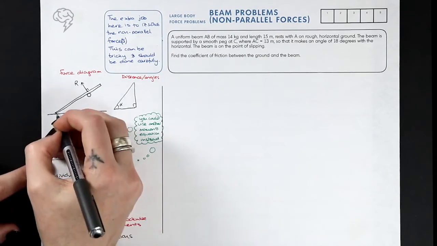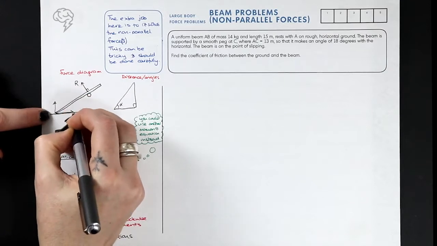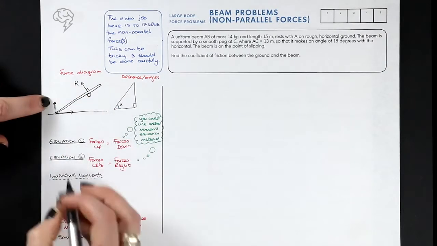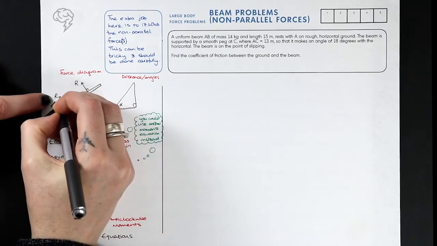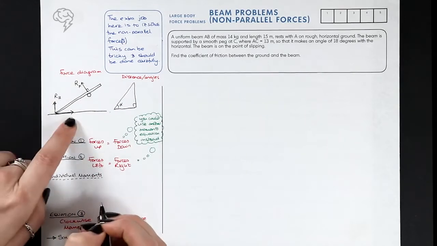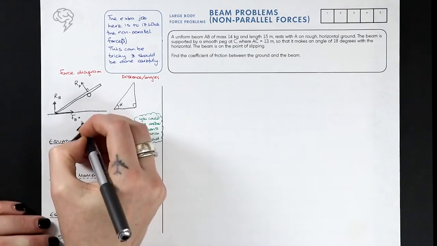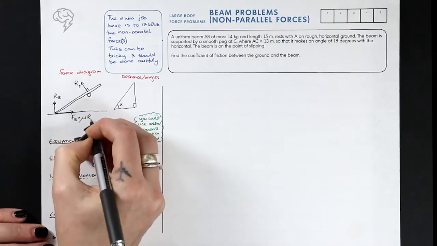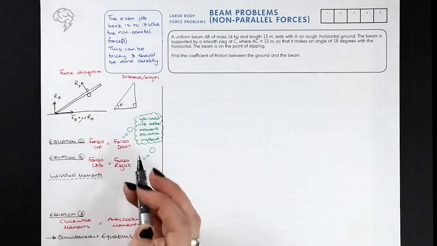We've also got to put on the reaction. So that's going to have a component going straight up, perpendicular to the surface. And that's the reaction at the base. This is the reaction at the peg. They are different. This is the friction at the base. And if it's in limiting equilibrium, that will be equal to mu times the reaction at the base, where mu is the coefficient of friction between the beam and the floor.